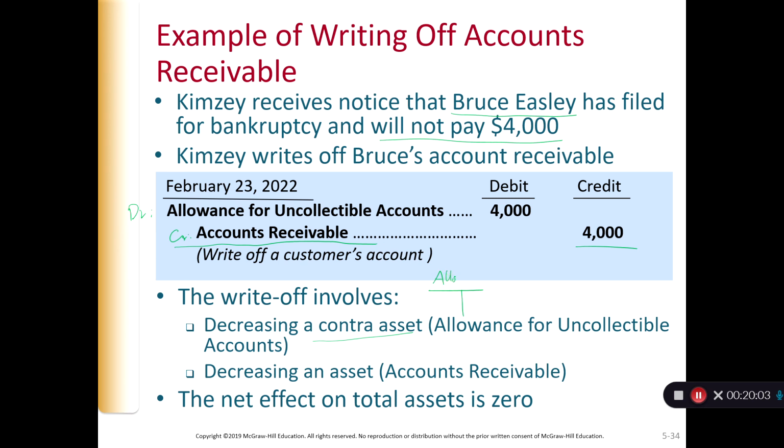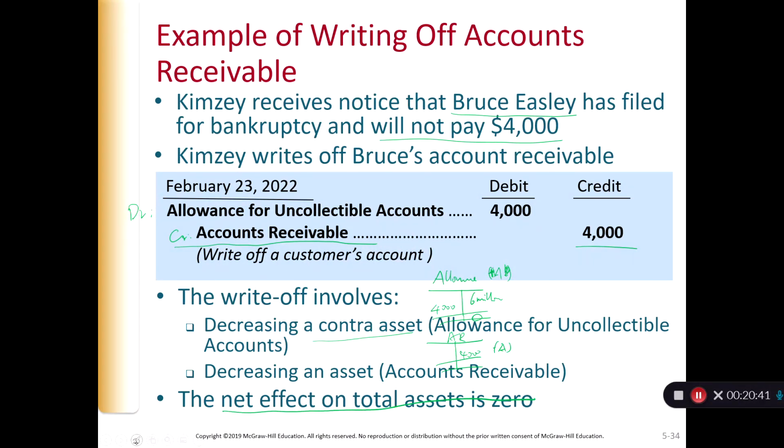And this involves a decrease in the contra asset account, because the allowance account usually has a credit balance, which is, say, 6,000. And right now you're debiting it, which actually reduces the credit side balance. Reducing a contra asset account equals increasing the asset. At the same time, you credit accounts receivable for 4,000 as well. Hence, this is reducing the asset. So the net effect on total assets is 0.